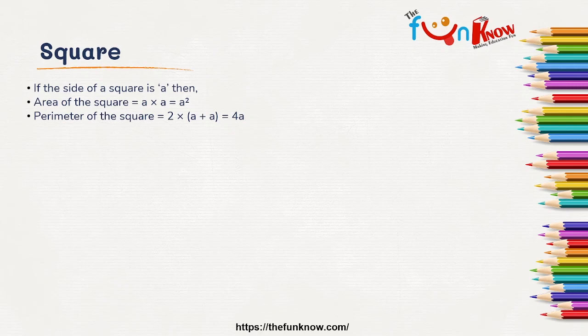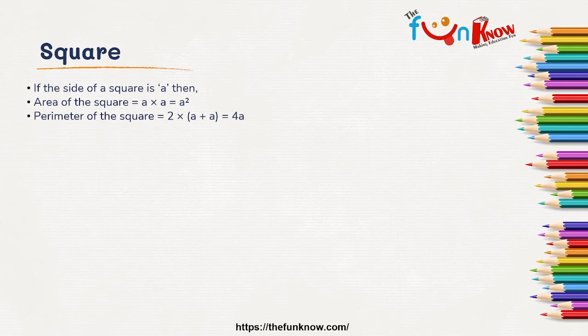Next, we'll see the perimeter of the square. As you can see, the formula of perimeter of square is 2 into (A plus A). A will be again considered as a side of the square. So A plus A into 2, the answer will be 4A. So 4A will be the perimeter of the square.